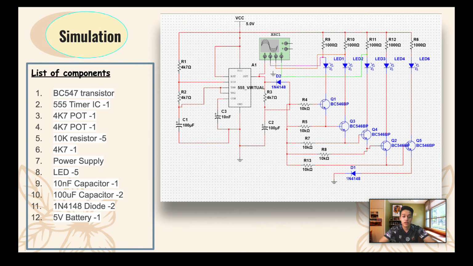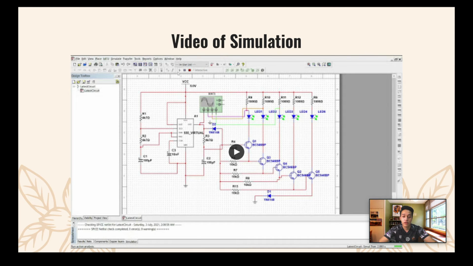So the list of components is: transistor, 555 timer, two 4700 resistors, and five 10k resistors, power supply, LED quantity 5, a capacitor, and a 5-volt battery. So this is our video of the simulation.